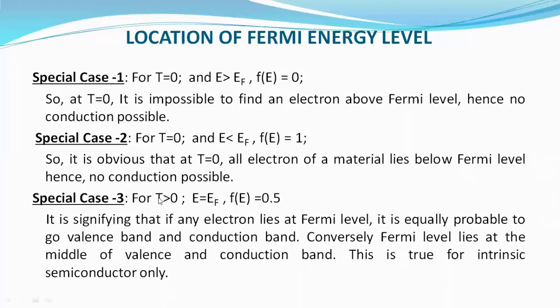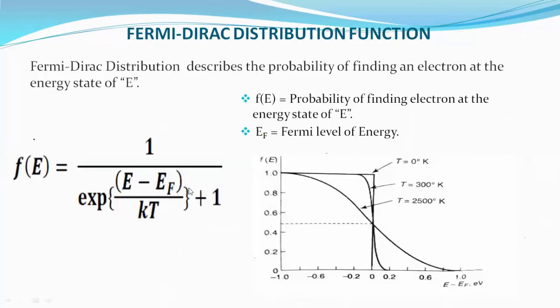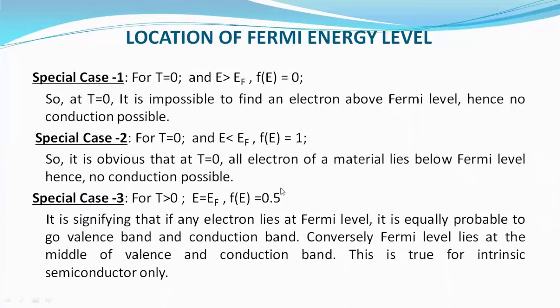When temperature is greater than 0 and E is equal to EF, then what will be the value of f of E? When E is equal to EF, this term is 0. So exponential 0 means 1. So 1 plus 1 is 2. 1 upon 2 is half. So it is 0.5. That means if the energy state which you have considered is on the Fermi level, it is equally probable that that electron may go to the conduction band or may go to the valence band.